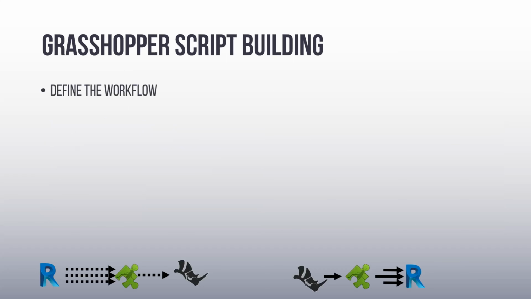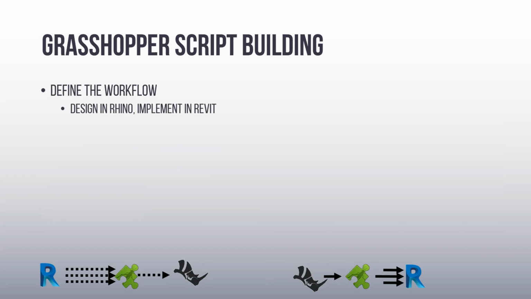All right, so before I jump into the demonstrations here, I want to talk about my recommendations for building a Grasshopper script. Once you get this started, I think it's always good to define the workflow. How is it that you already work, or how do you want to work? In this case, I'll be presenting an example where we're bringing Rhino geometry into Revit as a native Revit family.